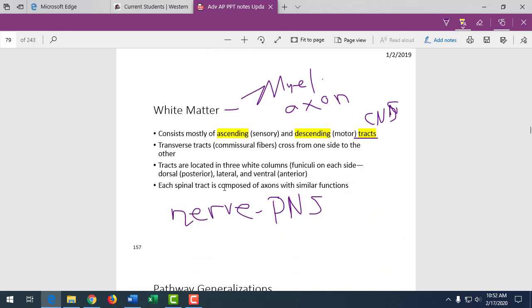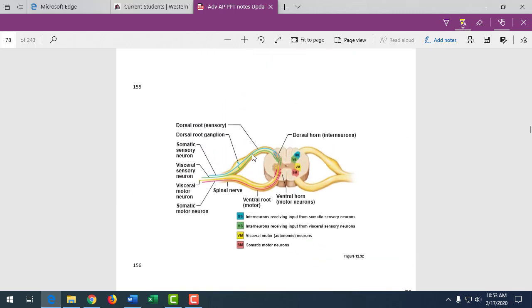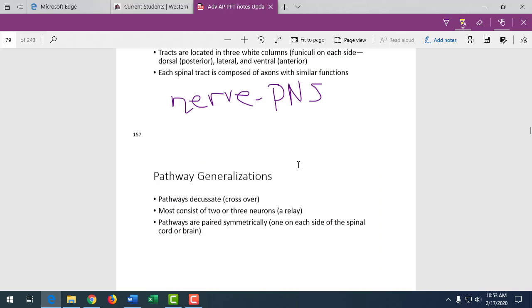And then tracts and nerves are myelinated axons. So tracts and nerves are myelinated axons. So this would be the nerve, right? Out here is myelinated. This is the ganglion. This is a horn. These are myelinated axons running up through the spinal cord.